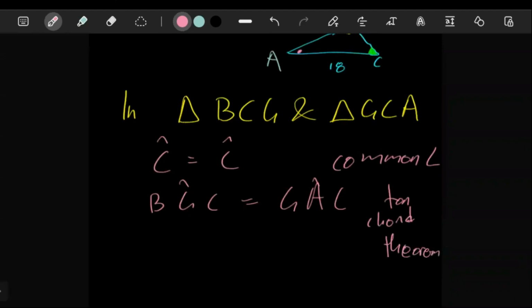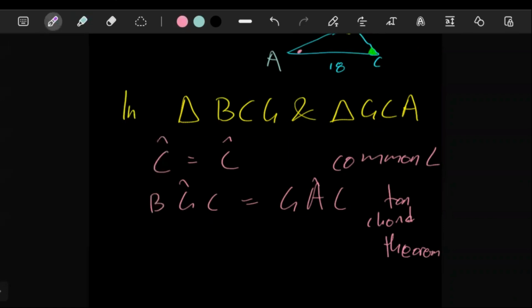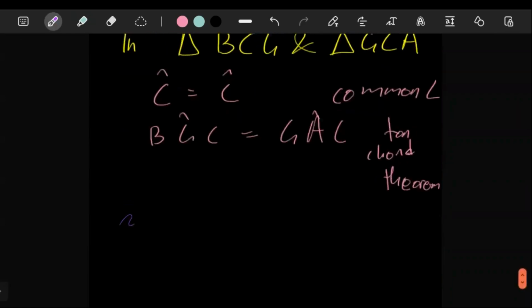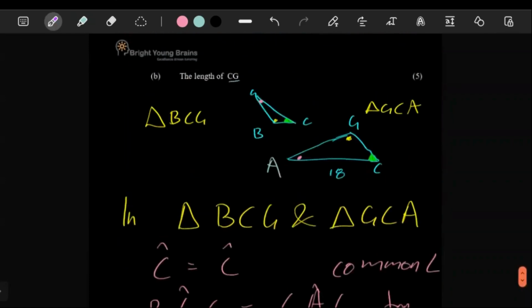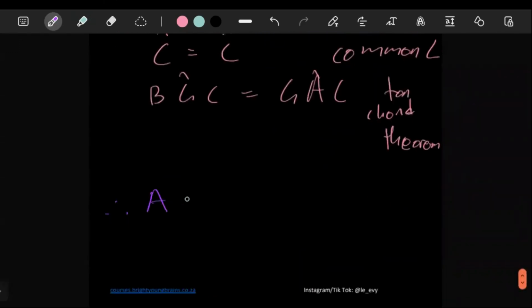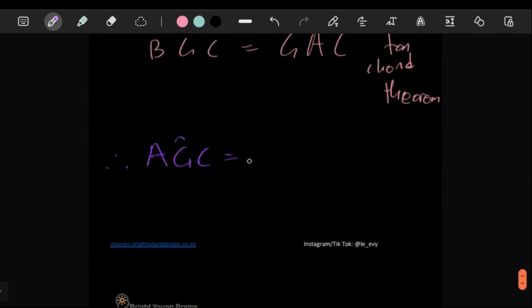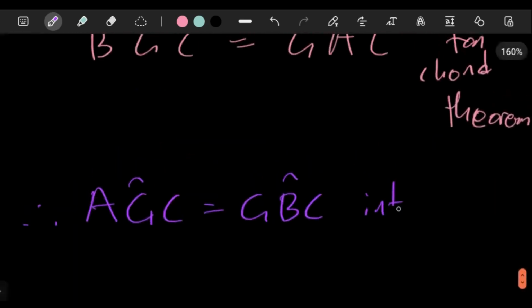And then anytime you have shown that at least two pairs of angles are equal, the third pair is automatically equal because of interior angles of a triangle. So here you can say, therefore, the pink one, the yellow ones, right? AGC is equal to GBC. The reason is interior angles of a triangle.